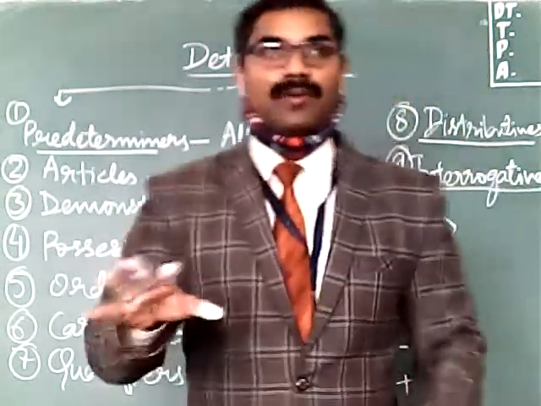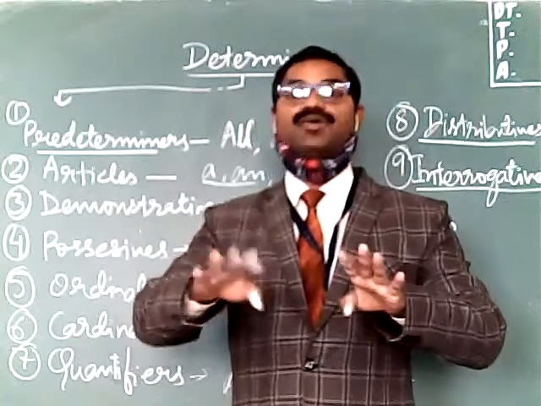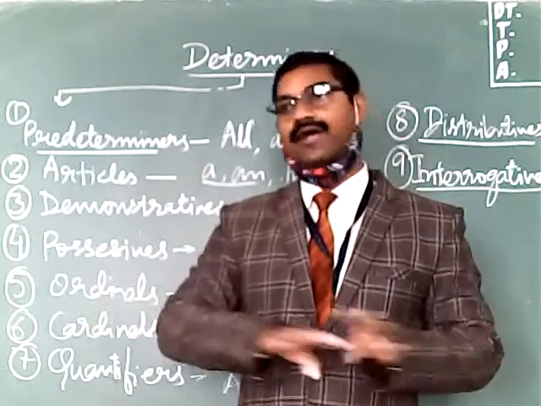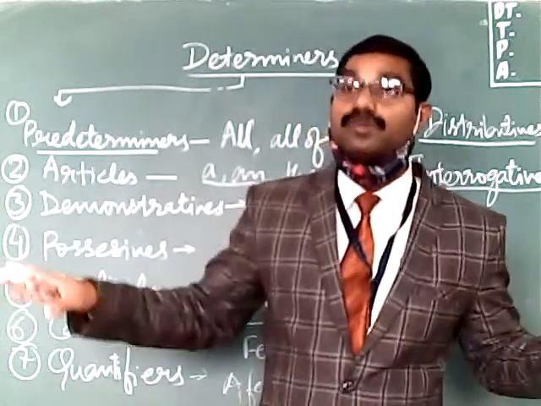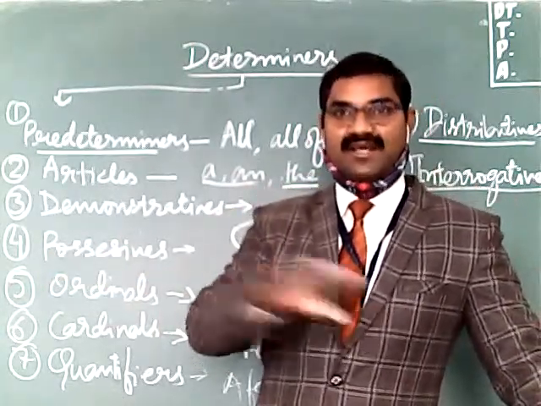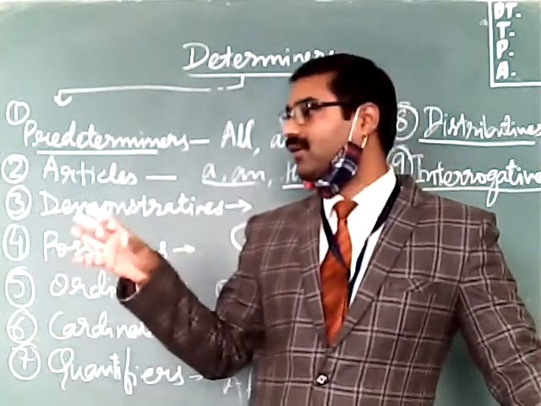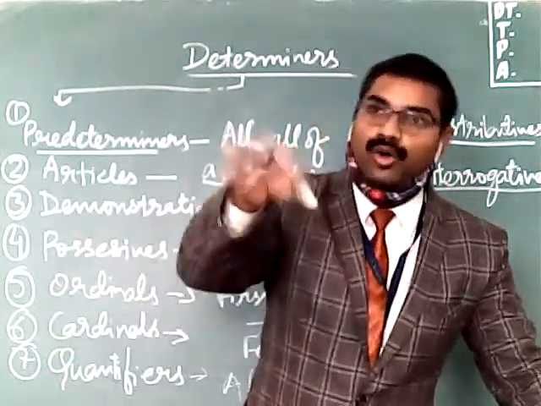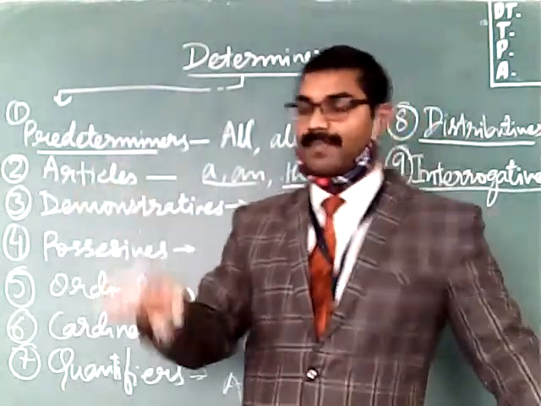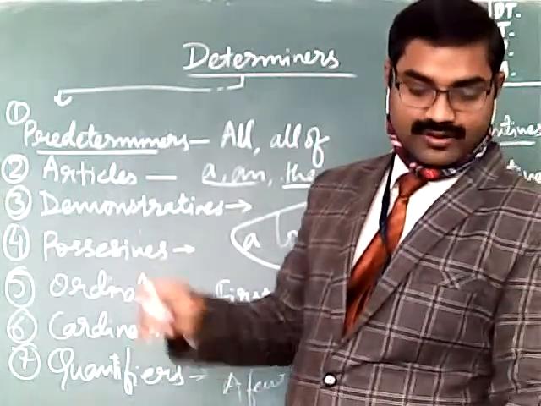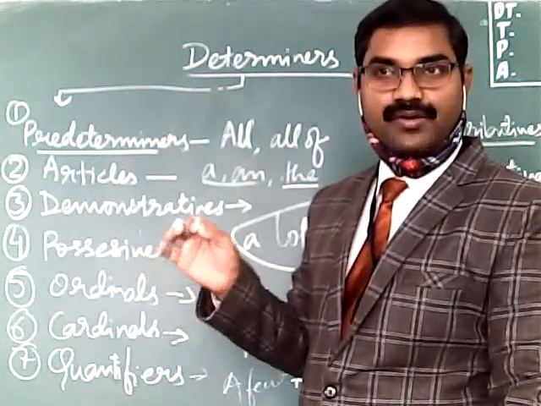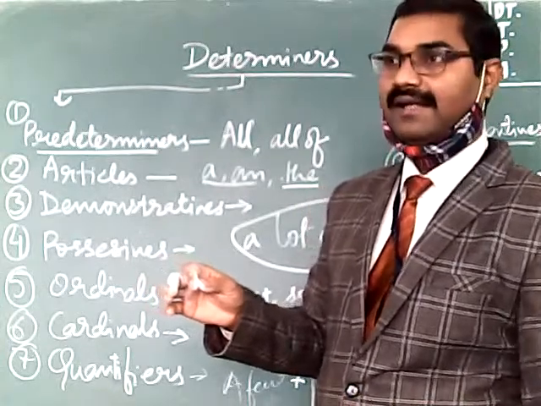Each and every. When we talk about each, we talk about an individual in the group. When we talk about every, it is generalization: we are talking about all the people. But when we talk about each, we are talking about a particular individual, one by one in the group. Another is what, which, whose.